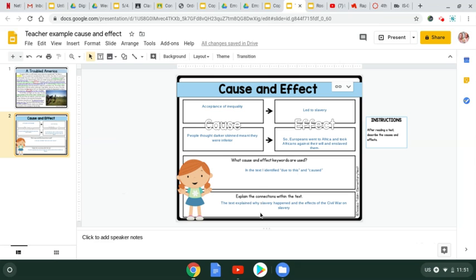Then, what was the connection within the text? The text explained why slavery happened and then the effects of the Civil War on slavery. So we found out why slaves came to America. That was because of inequality, because of the color of their skin caused people to see them as inferior, and because of that, they brought them here. And because of the North and the South having a disagreement, that is what caused the Civil War. In the Civil War, the North winning caused Abraham Lincoln to sign the Emancipation, causing the slaves to become free.